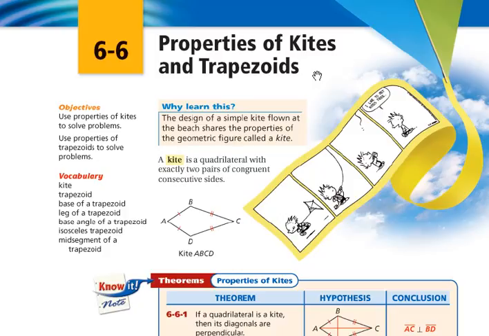This is our last section of this chapter, and we've been talking about a lot of different types of polygons, and in particular parallelograms and special kinds of parallelograms. And we're going to end here with some properties of kites and trapezoids.